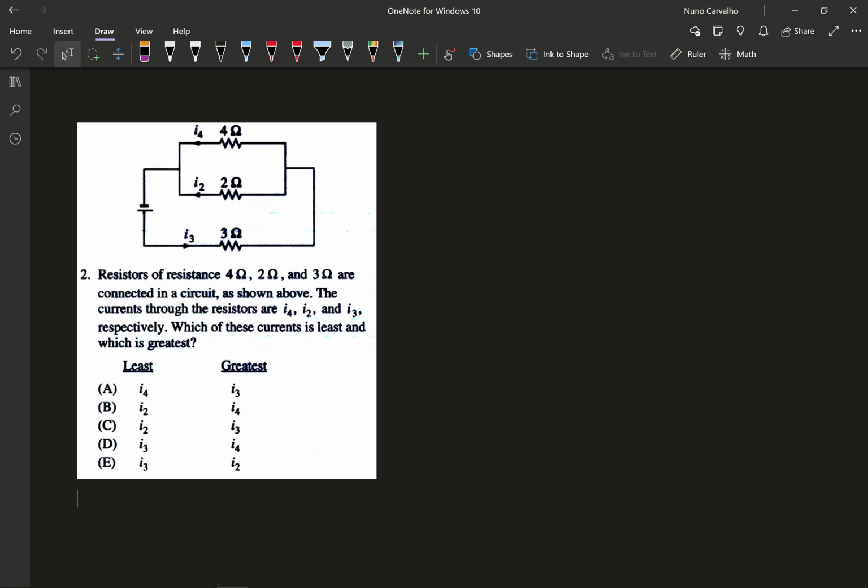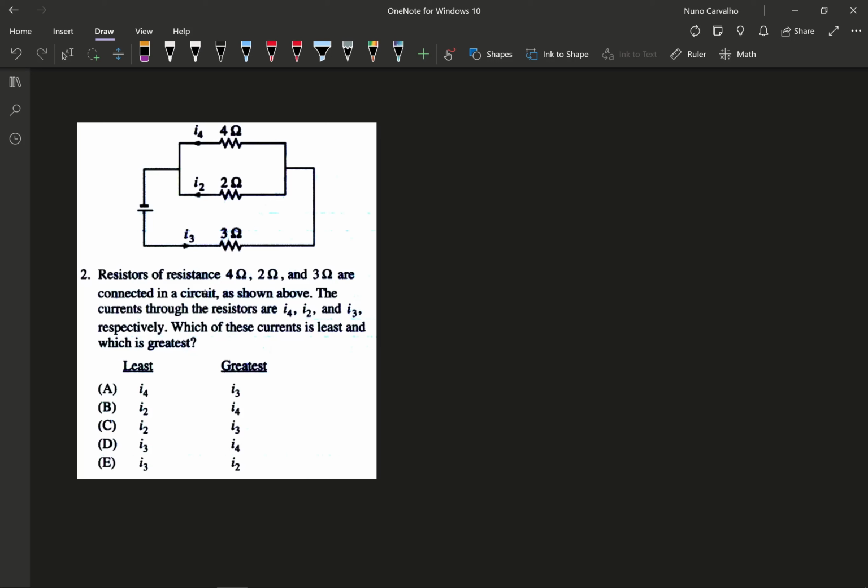Number two, we're given a circuit here with a bunch of resistors, and we're asked about the current that goes through them, and we're asked to rank them from least to greatest magnitude. Well, what's going to be useful here is knowing Kirchhoff's rule, which is to say that if we have a current going in this direction and then it splits off into two ends, then the currents of those two ends must add up to where it began, like so.